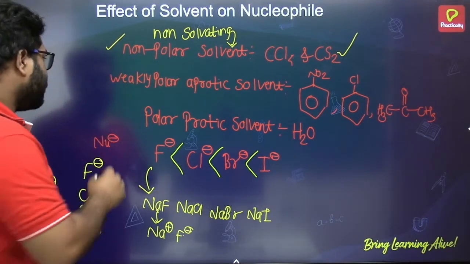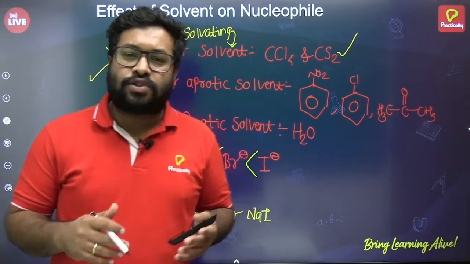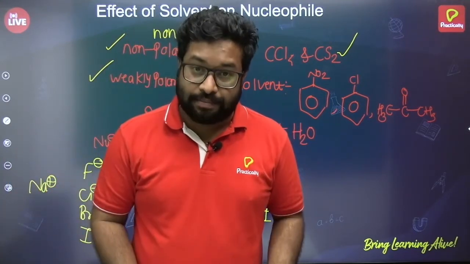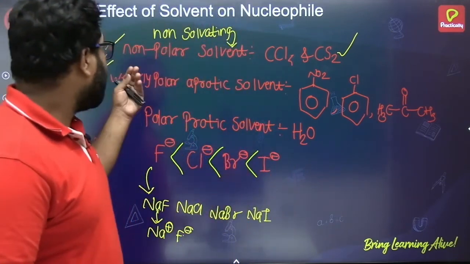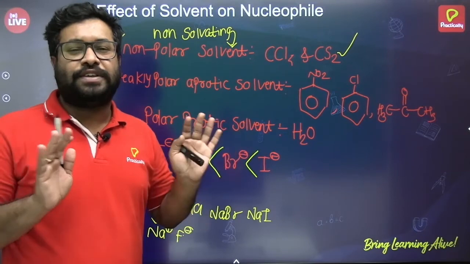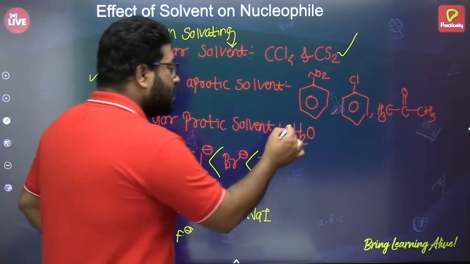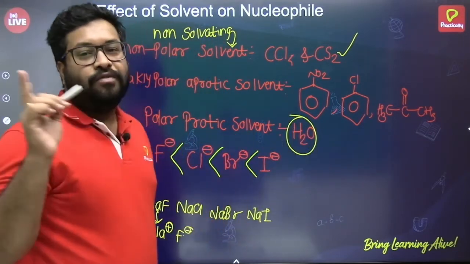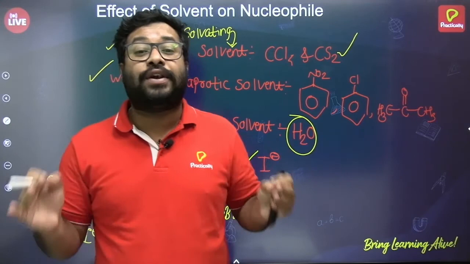Now the second part, weakly polar aprotic solvent. Weakly polar aprotic solvent does the same thing. They also do the same thing as was done by the non-polar solvent. There is not much difference in that. And lastly, you have water. Now, what does your water do? We know that water is specially known for its hydrogen bonding.